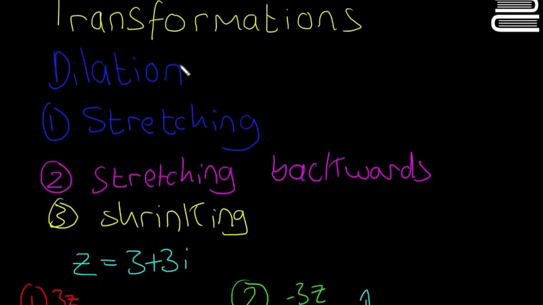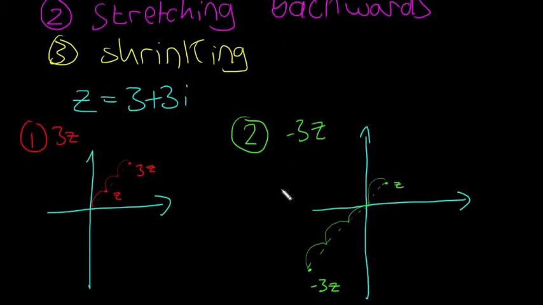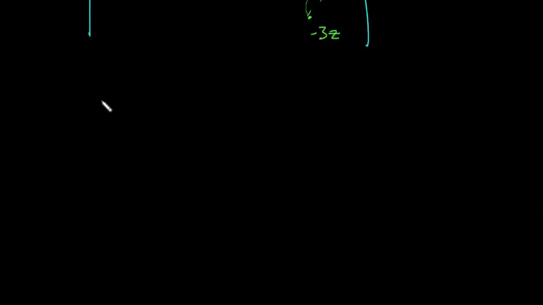So I should have written that at the start, dilation, so I'm going to say multiplying. Okay? This is when you multiply complex numbers. And shrinking is the last one then. But this is all multiplying it by real numbers. Here we go. And I'll do case 3 in purple.